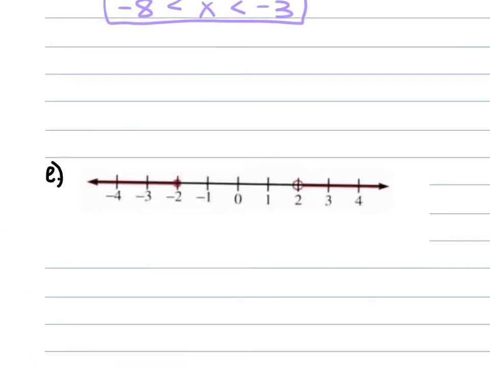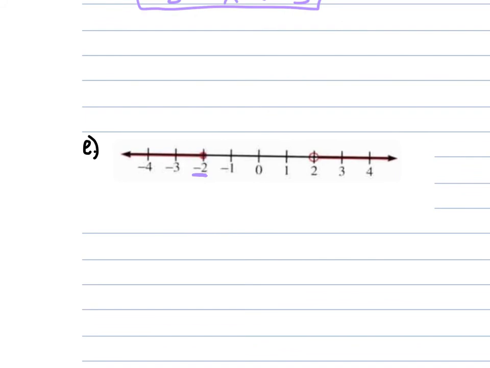For E, we have a -2 and a +2. The -2 has the closed circle, so it's going to be equal to. The 2 has the open circle. Now, the -2, the line is running to the left, so our sign's going to point to the left. Add the x in there. With the 2, our sign points to the right because our line points to the right, and then add the x in there. These two go opposite of each other, so put the or in between them.